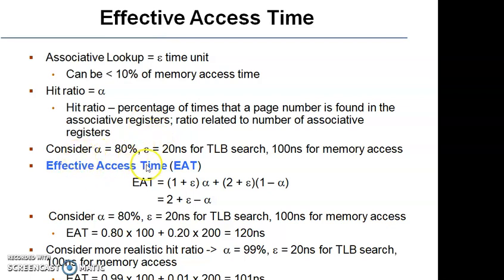Consider alpha equal to 80% and E equal to 20 nanoseconds for TLB search. That is, whenever we give the data for searching in the TLB, there is a probability that 80% of the time the data is obtained in the TLB. E equal to 20 nanoseconds, that is, the time required to access the TLB is 20 nanoseconds, and 100 nanoseconds is the time required to search in the main memory.